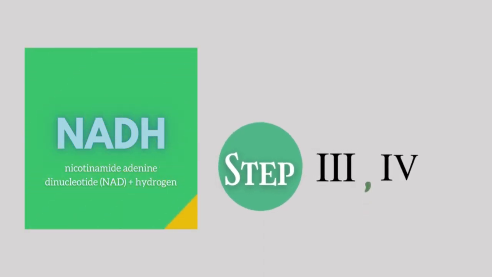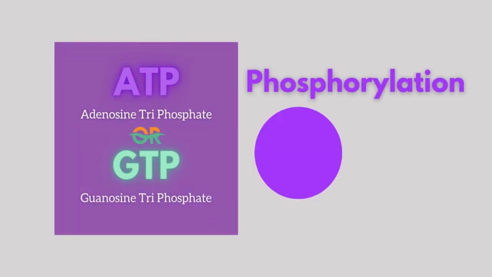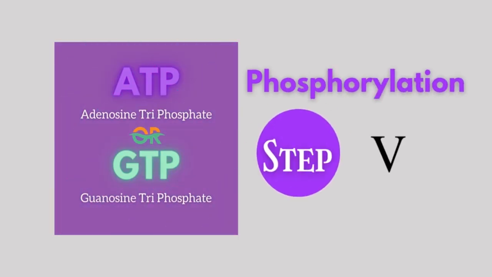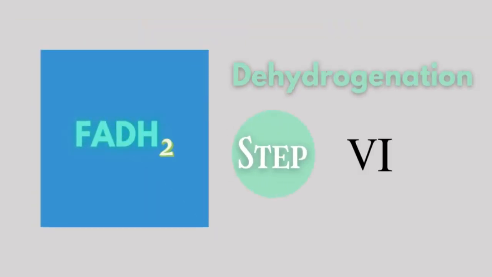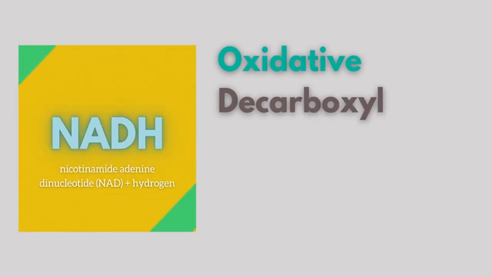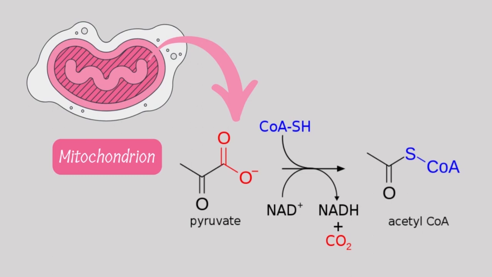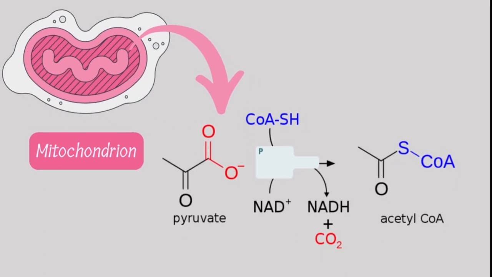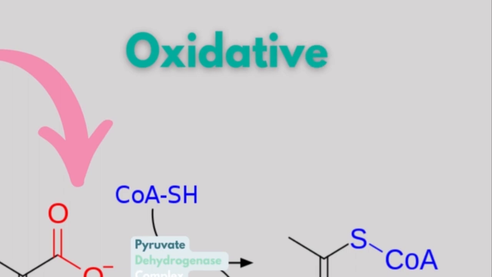steps 3 and 4 as a result of oxidative decarboxylation. ATP or GTP formed in step 5, which was a phosphorylation step. And FADH2 is a product formed during step 6, the dehydrogenation reaction. In the Krebs cycle, 2 oxidative decarboxylations take place in steps 3 and 4. Besides these 2, one more such reaction occurs in the mitochondrial matrix, but this one is not included in the Krebs cycle. This occurs in the presence of PDC, and the reaction is called oxidative decarboxylation.